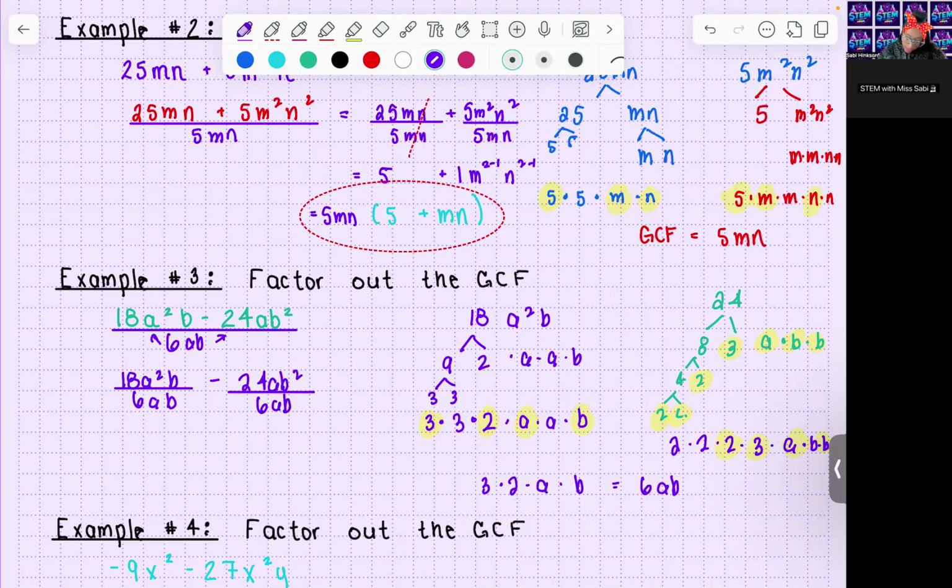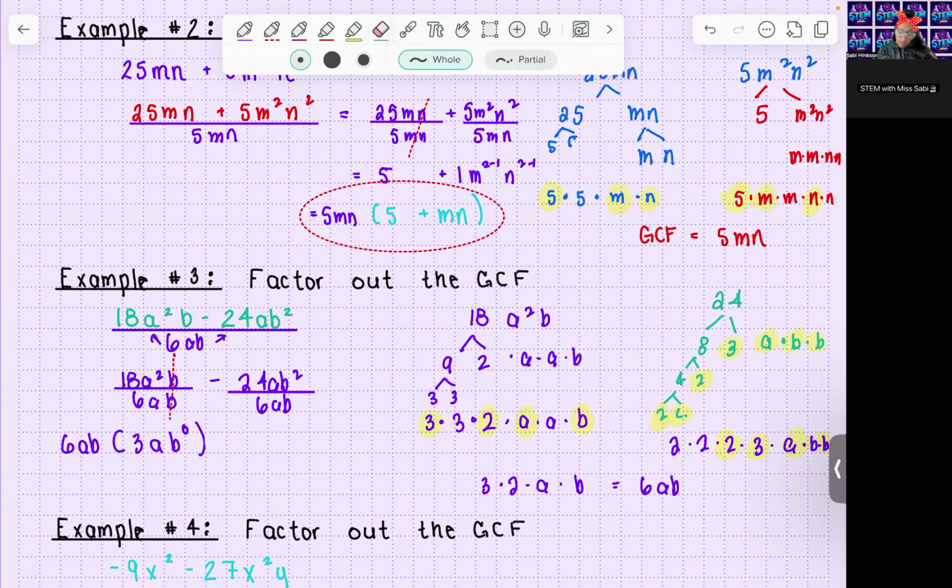So what is that equal to? I'm writing my GCF on the outside, and I'm going to write the quotient inside. 18 divided by 6 is 3. Then we apply the exponent laws. So a^(2-1), and then b^(1-1) is b^0. So these actually cancel out, and we know that that's going to be 1.